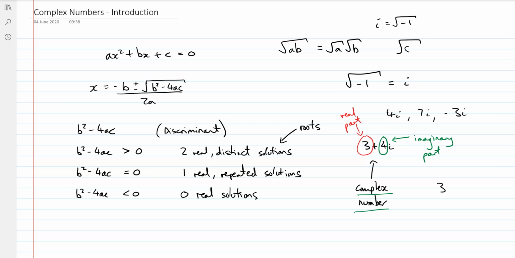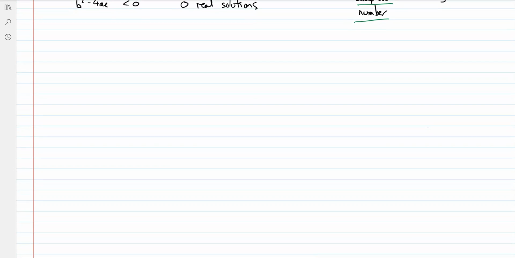So for example, root 50 is root 25 root 2, so we get 5 root 2 to simplify it. In exactly the same way, we can do the same with imaginary numbers, and that's what question 1 goes into. If you look at question 1 in your notes, there's a few little notes for you, and then we're going to go straight in and look at these.